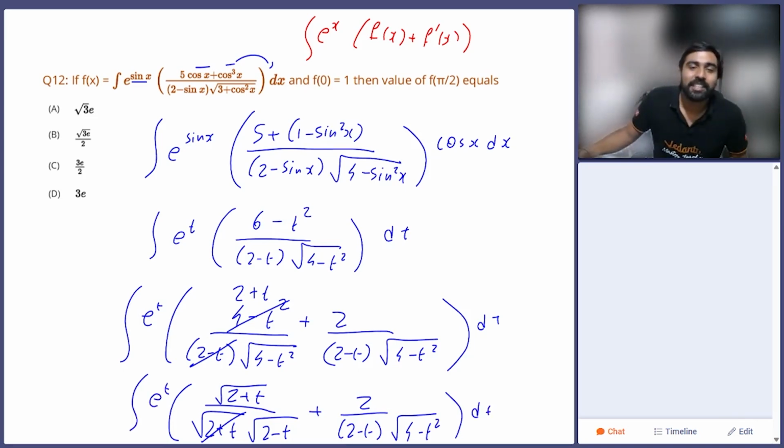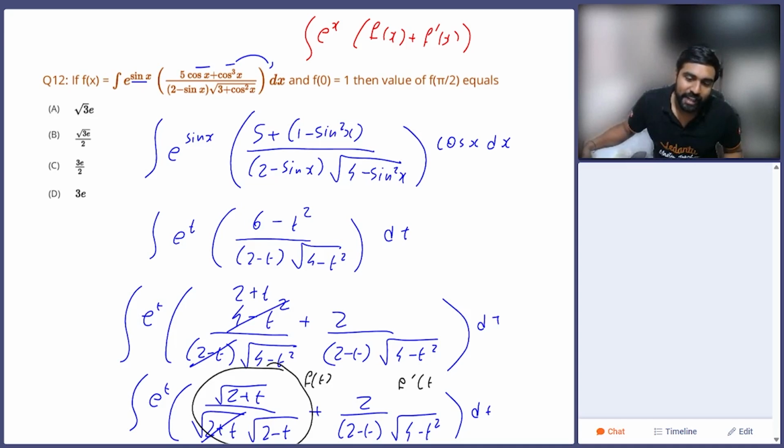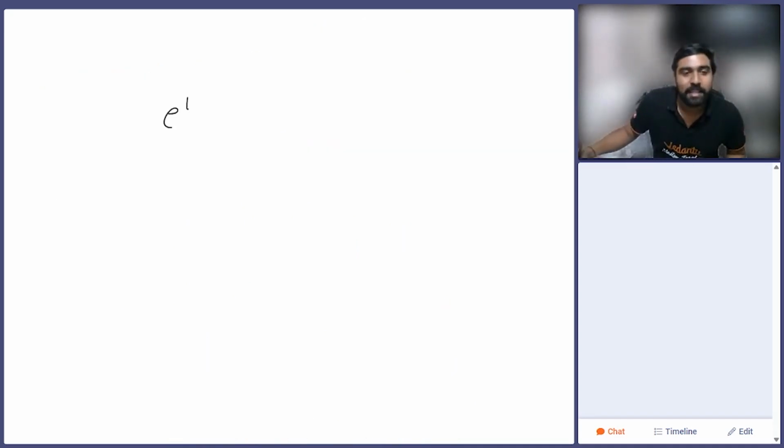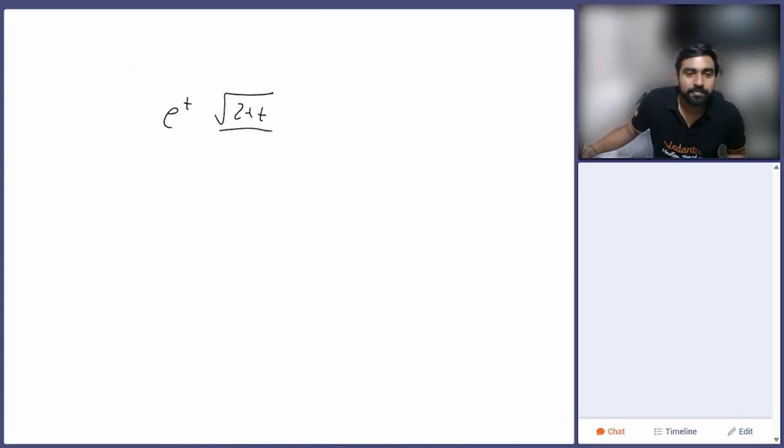You can directly see over here that this expression, root of 2 plus t divided by root of 2 minus t, if you differentiate this, you're going to get 2 upon 2 minus t into root 4 minus t square. So this is your f of t, and this is your f dash of t directly. So I can say what the integral over here is going to be. The integral will be e power t into root of 2 plus t upon root of 2 minus t plus c. This is your function.